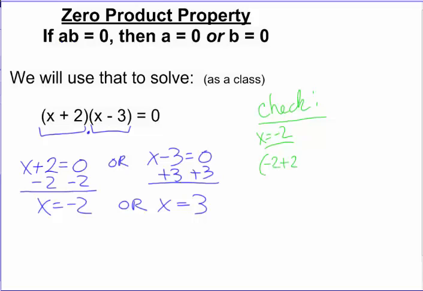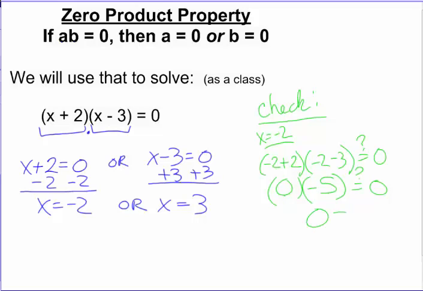Negative 2 plus 2 times negative 2 minus 3. And I'm checking to see that it equals 0. What is negative 2 plus 2? 0. And negative 2 minus 3. So does 0 times negative 5, what's that equal? 0. Okay, so the negative 2 works.